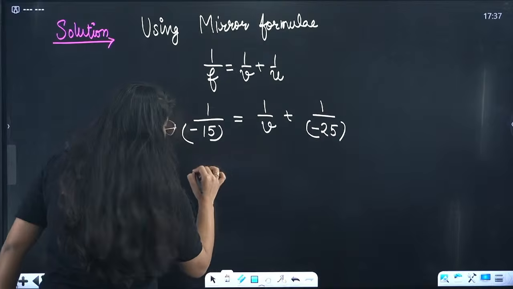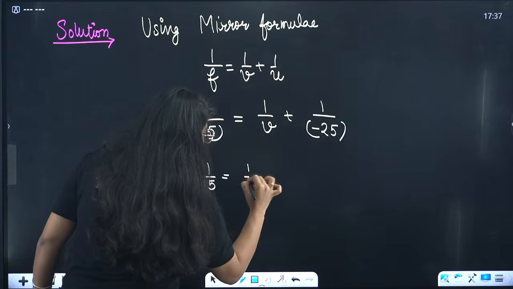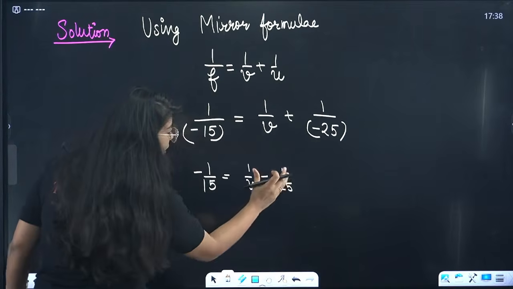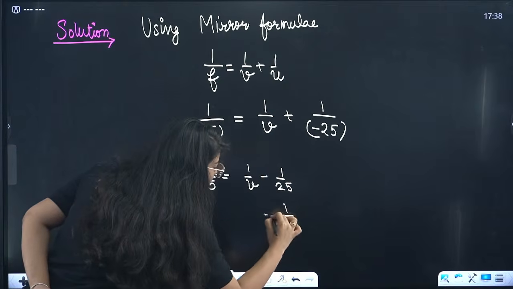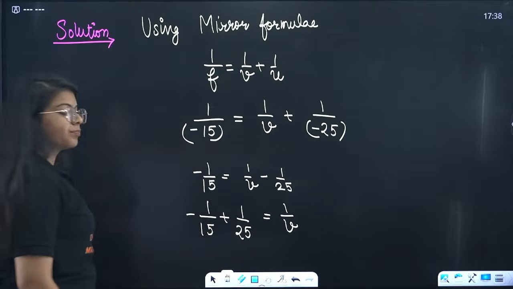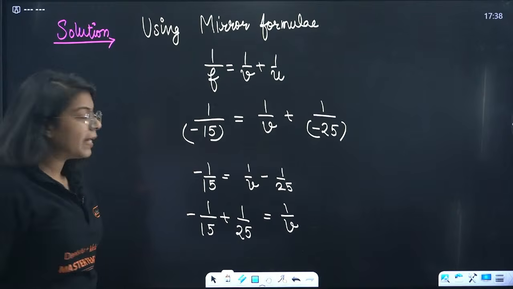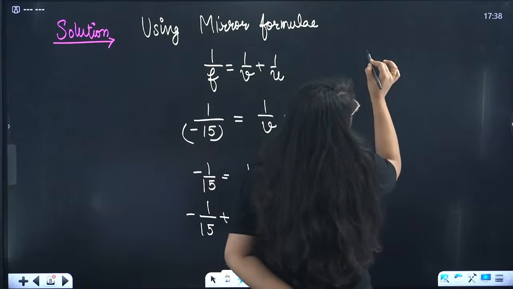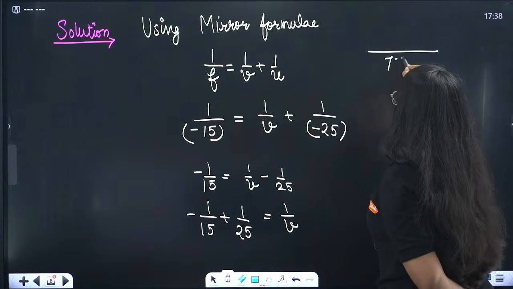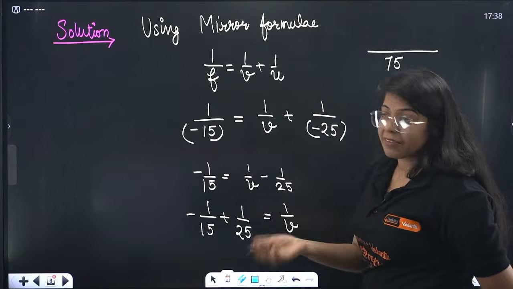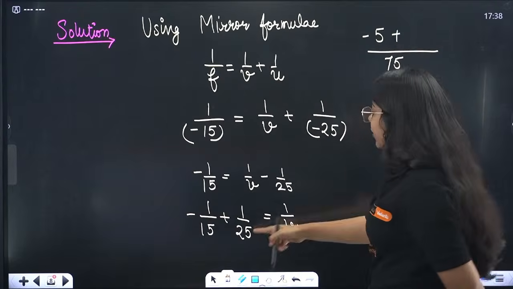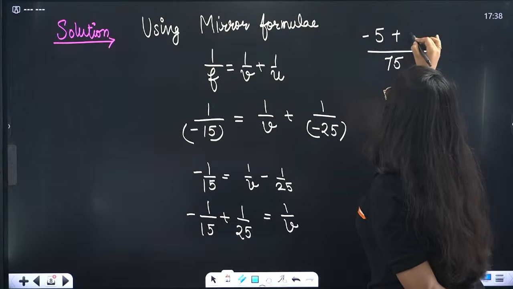Done. Then you simply write minus 1 by 15 equals 1 by V plus minus 1 by 25. Now this whole is minus, it will go here, it will become plus. So 1 by V equals minus 1 by 15 plus 1 by 25. Understood? Next, we just take the LCM of 25 and 15. LCM will be 75. Now 15 into 5 is 75, 1 into 5, minus 5. Do not forget this sign. Plus 25 into 3 is 75, 1 into 3 is 3.